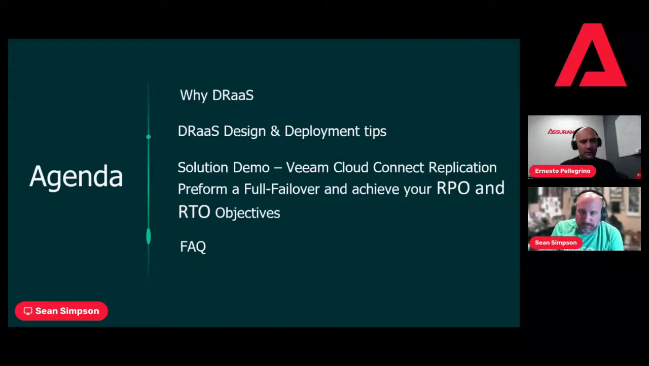So we'll focus in on the why. We'll look at the disaster recovery Veeam Cloud Connect design and deployment tips. We'll drive into the demo and understand how we can achieve your RTO and RPO objectives, and then we'll end it with some FAQs. So, from a housekeeping perspective, anywhere around 20 to 30 minutes focused in on Veeam backup replication and the easy integration into Cloud Connect.